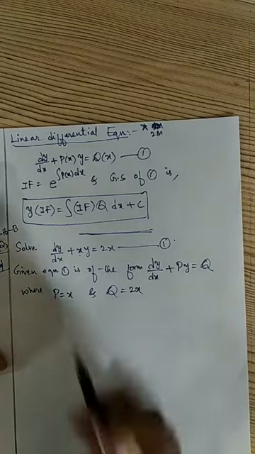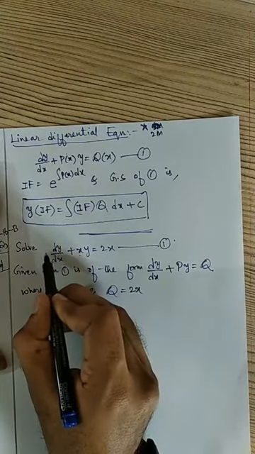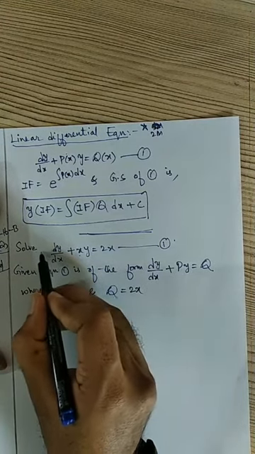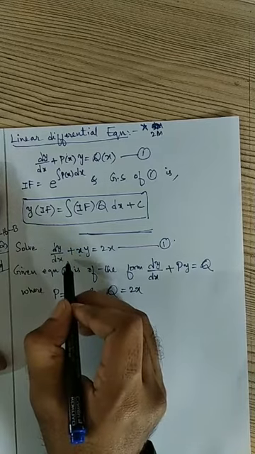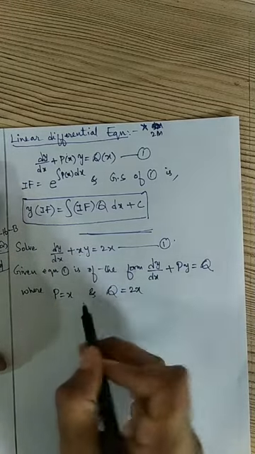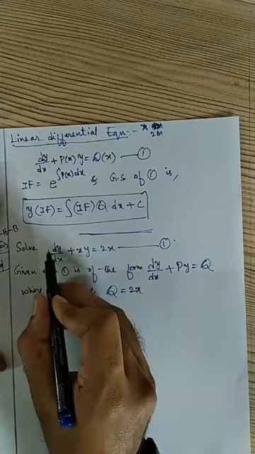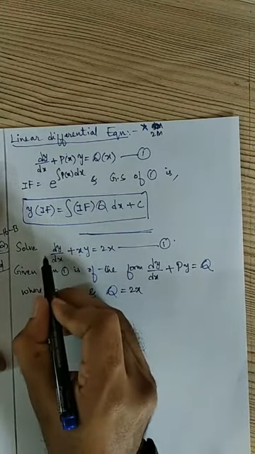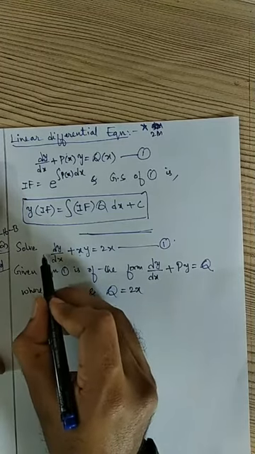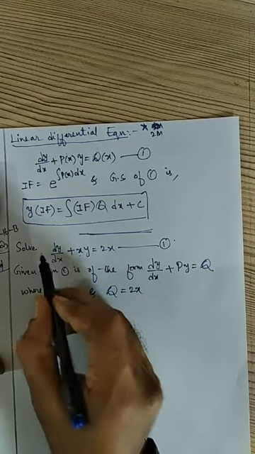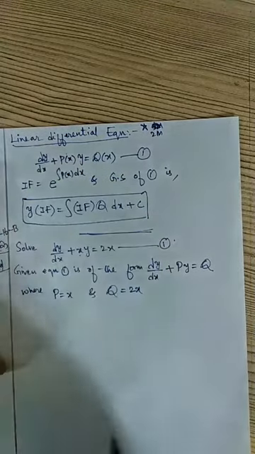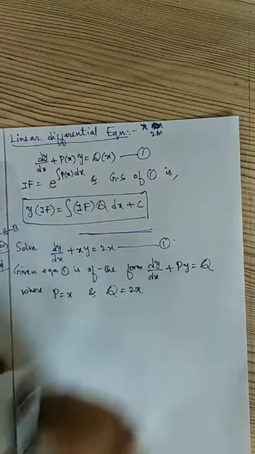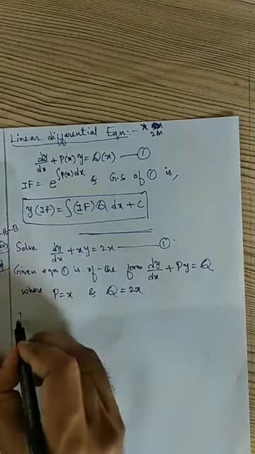Sometimes some coefficient will be given, like x or x square, before applying this linear differential equation or before finding the integrating factor. So always we should make sure that the coefficient of dy by dx is 1. We have to make the coefficient of dy by dx as 1, because in the general form the coefficient is 1. Suppose x is given here, we have to divide the whole equation by x. Then find the integrating factor here.